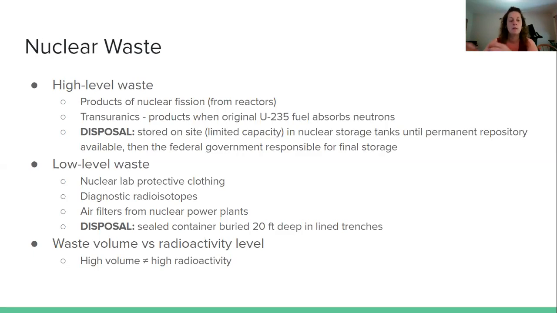The low-level waste is like the protective clothing and the diagnostic radioisotopes and the air filters from the power plants. Those all have a low-level waste. Those are in a sealed container and can be buried 20 feet deep in lined trenches. And then waste volume versus radioactivity level. A high volume does not necessarily mean high radioactivity. You could have a lot of low-level waste that doesn't have a high level of radioactivity, and you can have a small volume that is very radioactive. So there's a little bit of difference between your waste volume, how much of it you have, versus the radioactivity level.